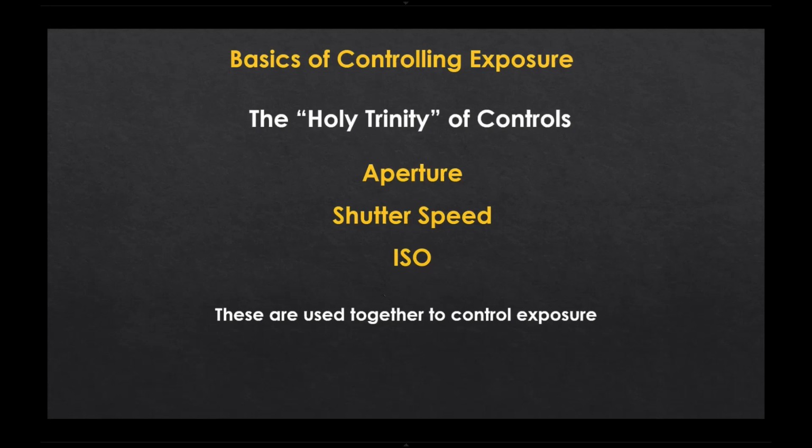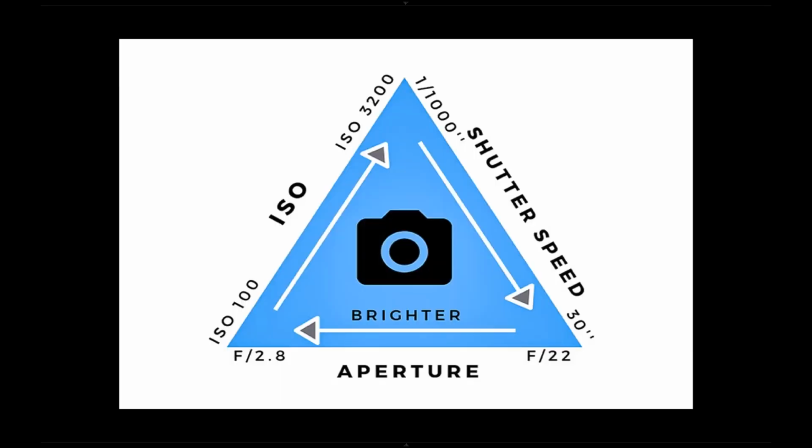And those three things are used together to control exposure. So let's have a look at those. So how do these three factors work together? Well, looking at this diagram, you can see that with a very large aperture, the image will be brighter. With a small aperture, the image will be darker, and the same with shutter speed. With a very fast shutter speed, the image will be darker, and with a long shutter speed, it'll be lighter. And the same with the ISO settings.